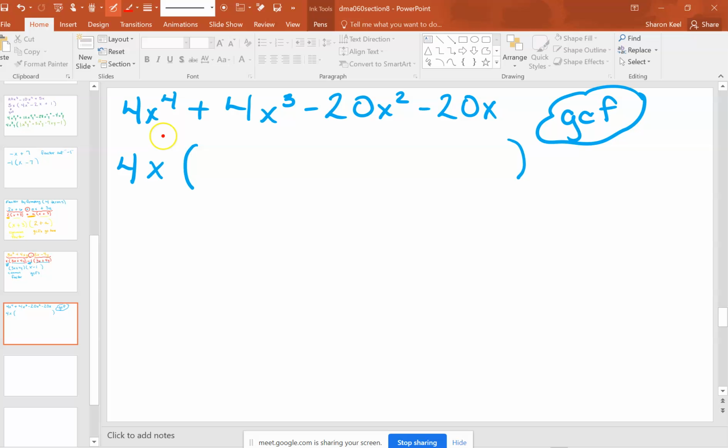When I factor 4x from here, I'm left with x to the third. 4x from this leaves me with x squared. 4 goes into negative 20, that would be a minus 5, and there's still 1 x. And 4 into the negative 20 is going to be a minus 5, the x canceled out. So now, the GCF I did first, that was here. And now here I'm going to do factor by grouping.